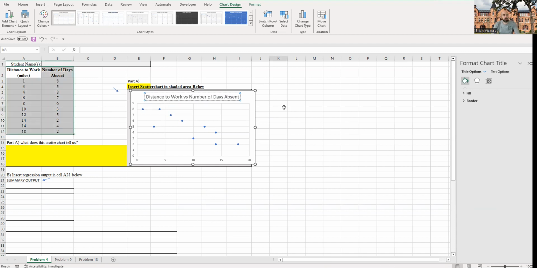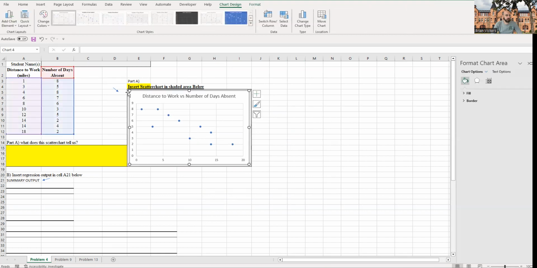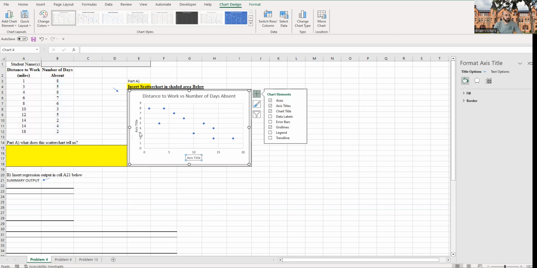So in the template file that you downloaded, you'll see a spot where you should put the scatter plot. There'll be a shaded area. Go ahead and drag it to that and make it fit. Make sure you add your axis titles, right?